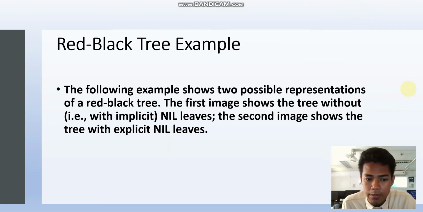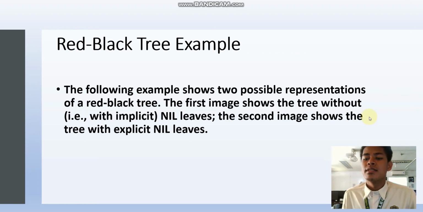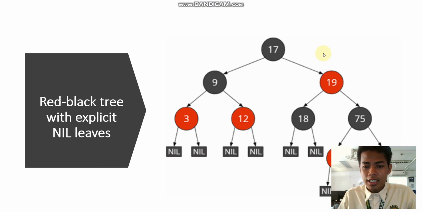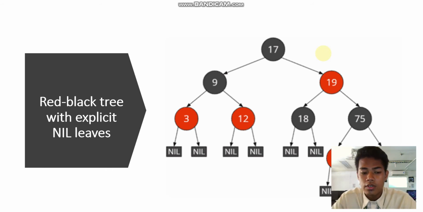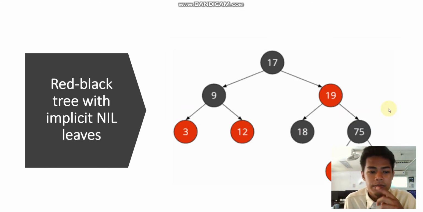Red black tree example. The following example shows two possible representations of a red black tree. The first image shows the tree without NIL leaves. Later. This is an example of a red black tree with explicit NIL leaves. If you see, guys, for example, these are the NIL leaves. And this is the red black tree with implicit NIL leaves.